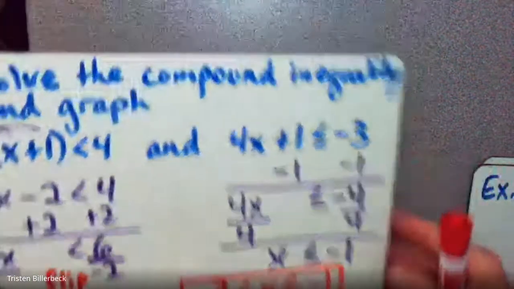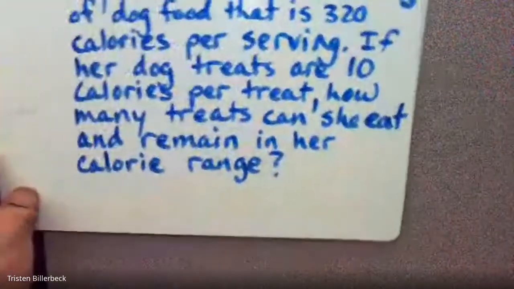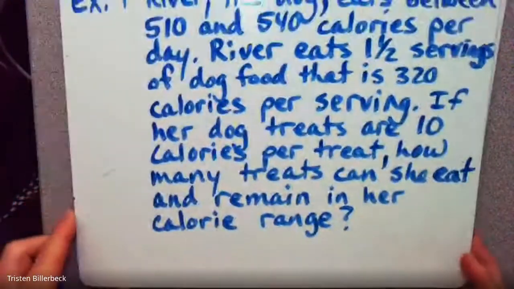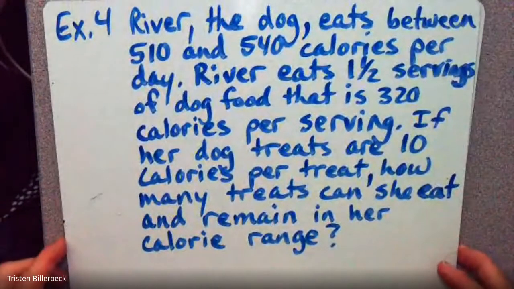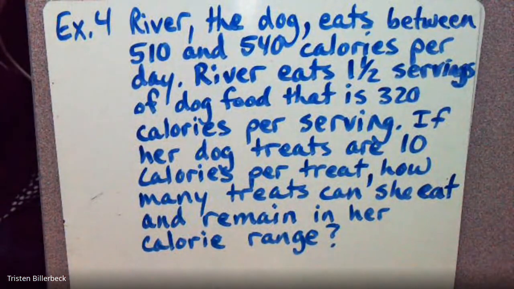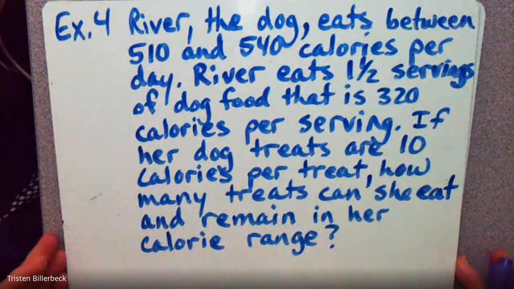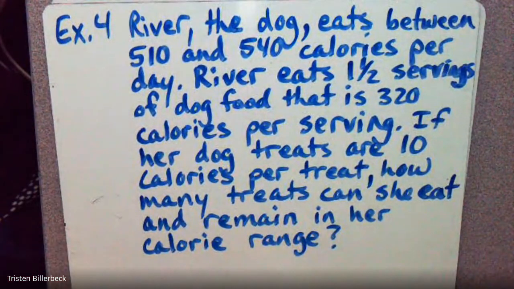All right, last example, back to the dog that we do not want to be heavy. Okay, so let's see. River the dog eats between 510 and 540 calories per day. River eats 1.5 servings of dog food. That's 320 calories per serving. If her dog treats are 10 calories per treat, how many treats can she eat and remain in her calorie range? And that svelte little dog that she is.